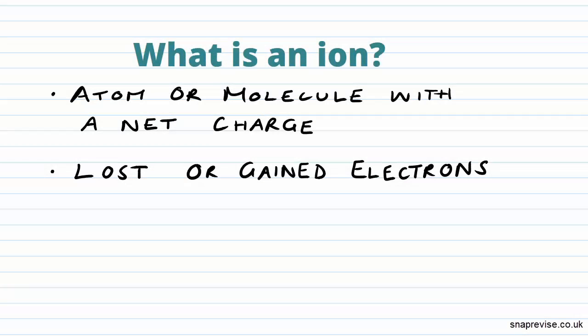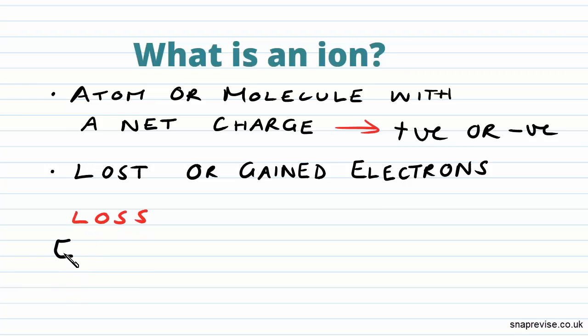What is an ion? An ion is an atom or a molecule with a net charge. Now this charge can be either positive or negative. And this positive or negative charge is formed through the loss or gain of electrons. Now first of all, let's have a look at loss of electrons.